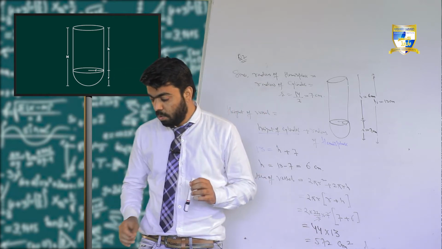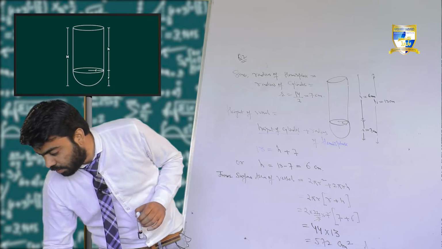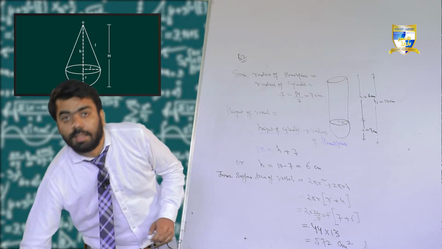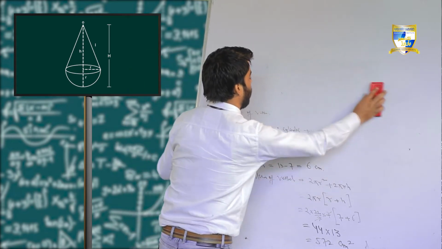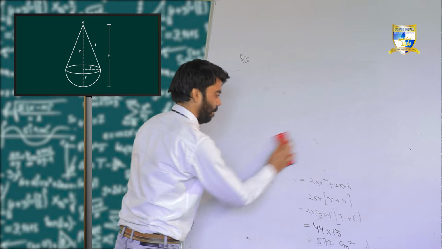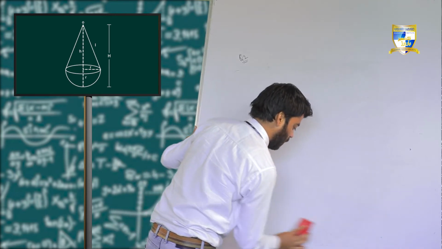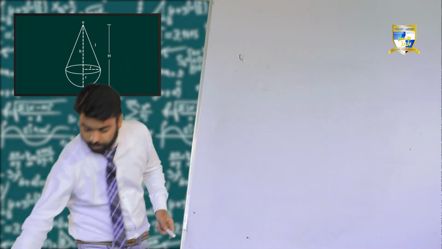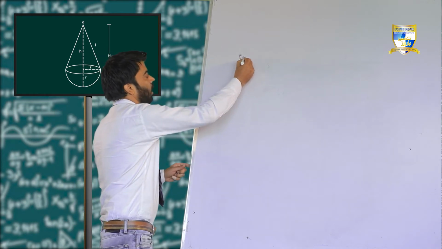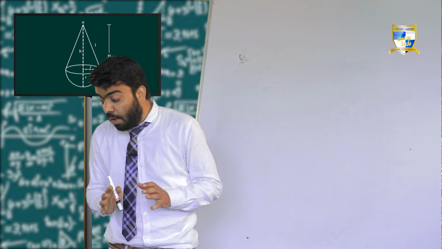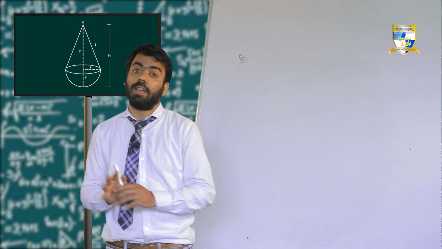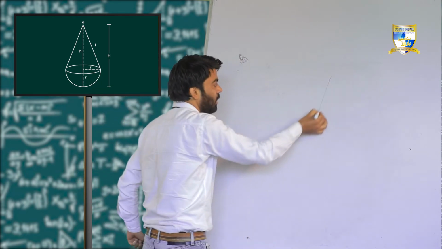Let us now move to the next question, which is question number 3. I will read the question here. Question says a toy is in the form of a cone. So I have a figure here, a cone. Cone is like this.